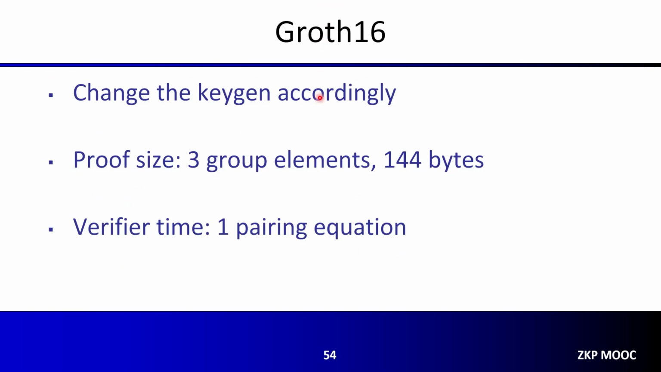So basically, to summarize the properties, you also need to change the key generation accordingly with these new public parameters. And now the proof size becomes 3 group elements only. And depending on the bilinear elliptic curves, the pairing-friendly curves you're using in practice, it can be as low as 144 bytes in practice. So that's very impressive. And the verifier time becomes a single pairing equation with 3 bilinear pairings in the check. So these are very efficient in practice.